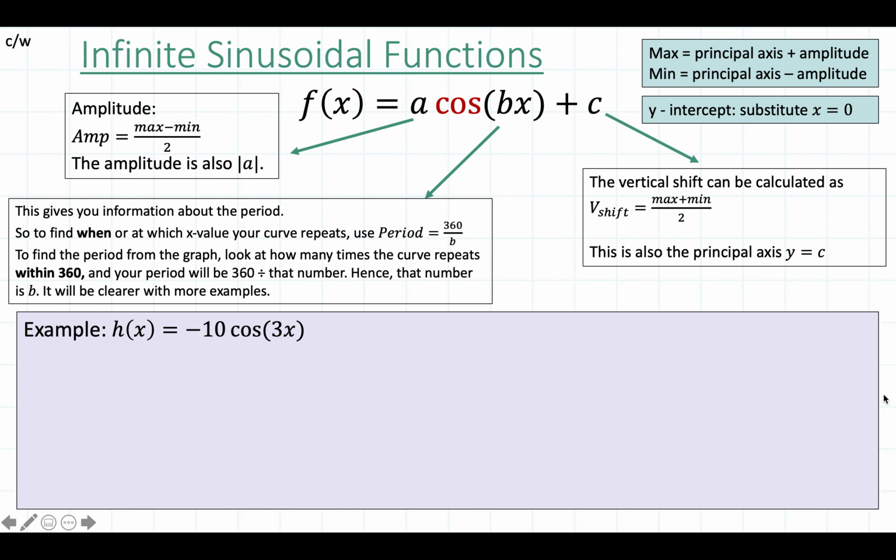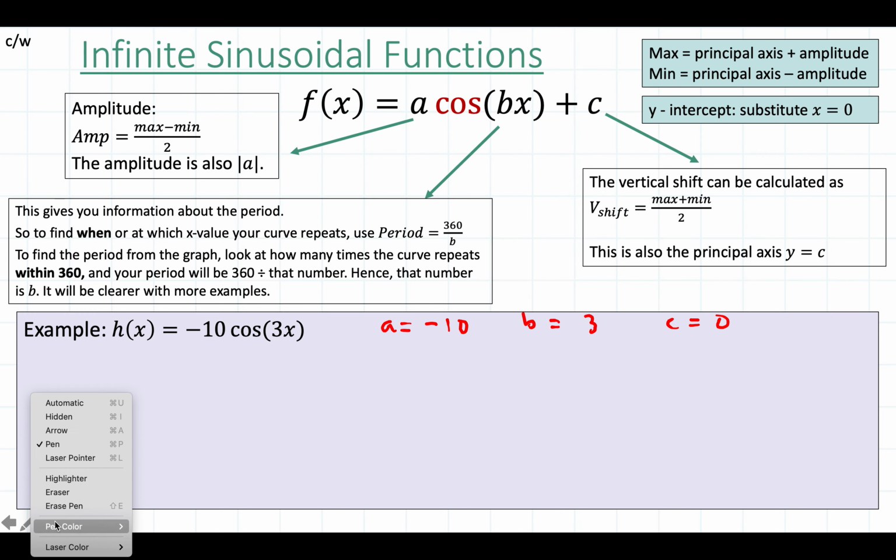And then really quick, just one more example with cosine. Same thing, we are going to first identify all the letters. A is -10, B is 3, and the C is not there, so the C is actually equal to 0. Do pause the video, try this on your own, but I'm going to go through it now.